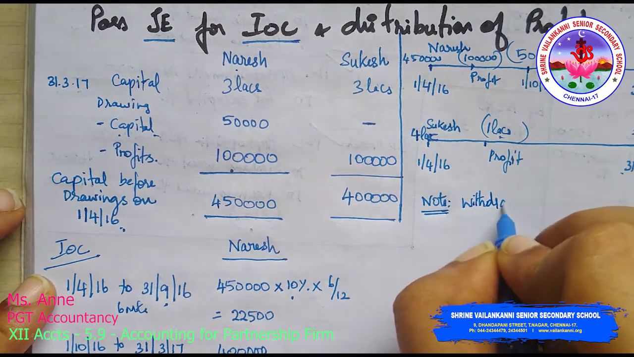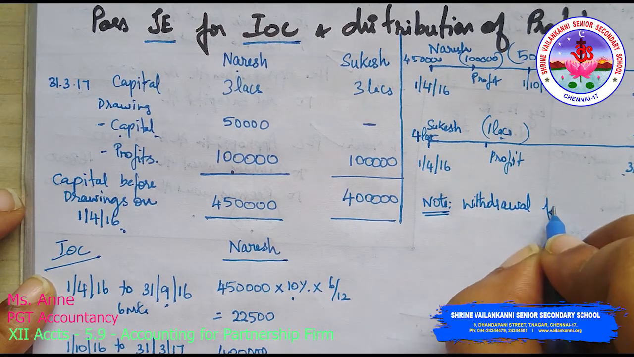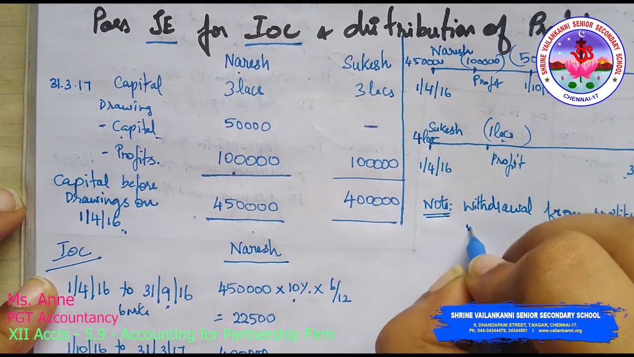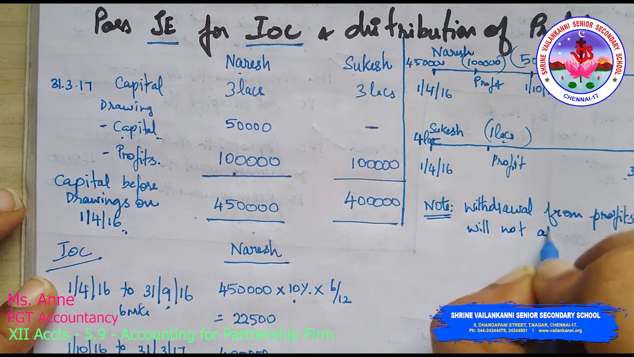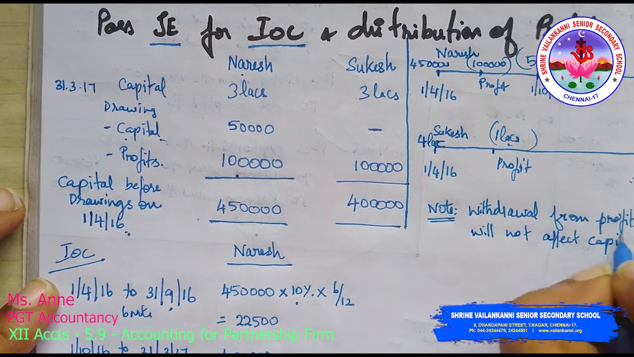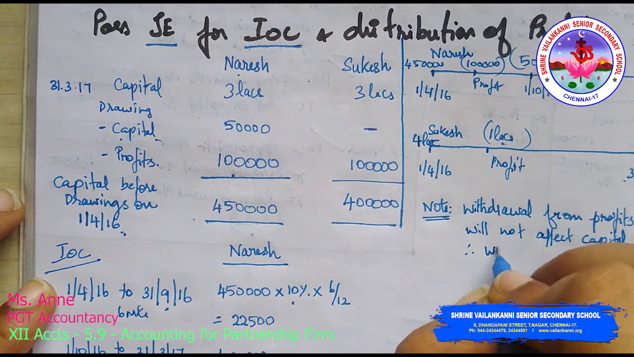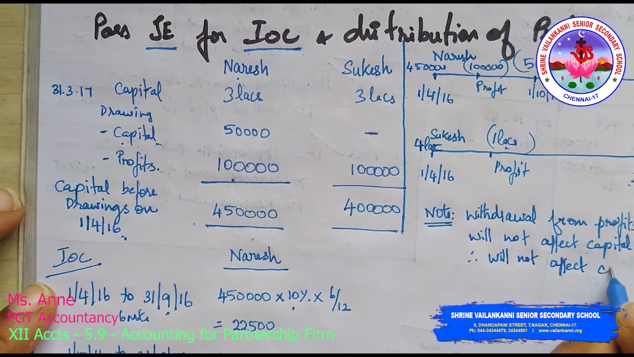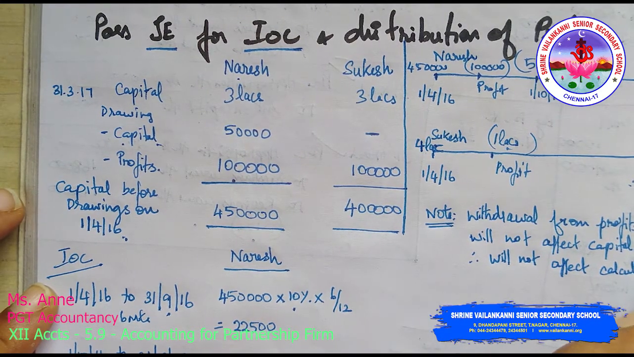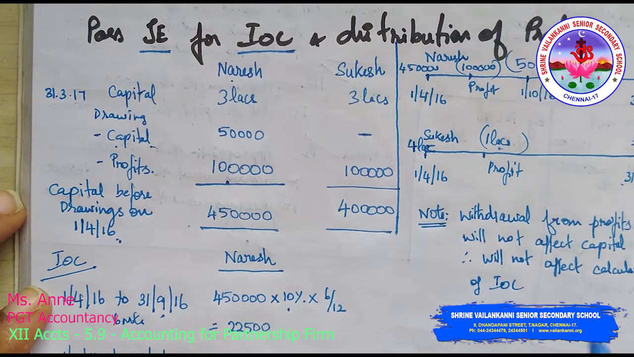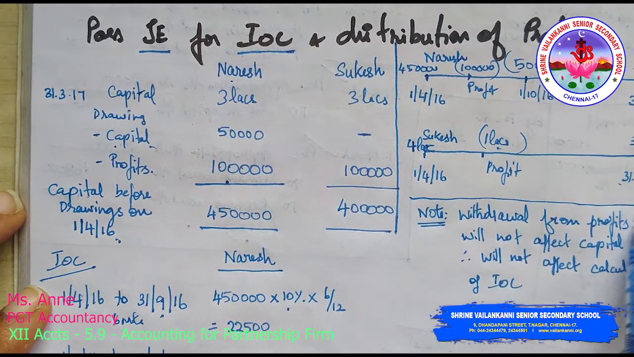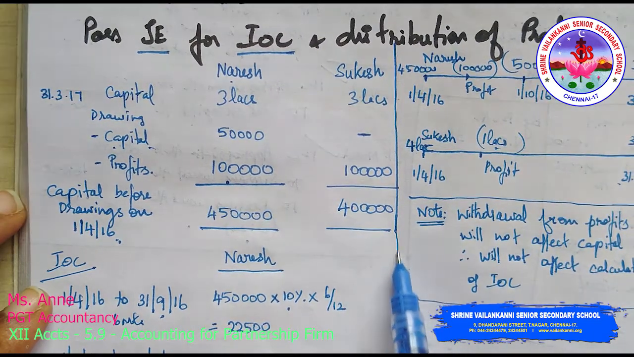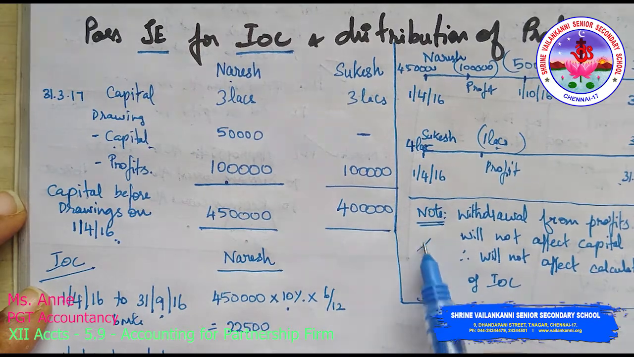Notes: withdrawal from profits will not affect capital, therefore will not affect the calculation of interest on capital. So withdrawal of profits will not affect the capital and will not affect the calculation of interest on capital. So this part you need to be very clear.